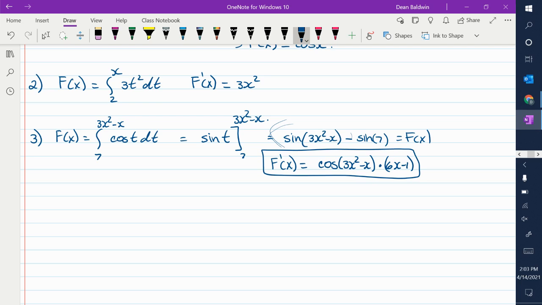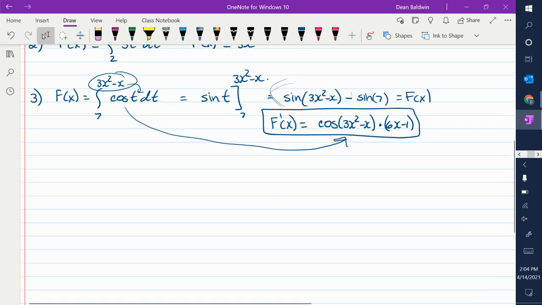So the question is, how do I go from here to here without doing the intermediate stuff? What do you do? What's your instinct to say to do right away? Plug this in for your t, right? But what do you have to multiply by after that? The derivative of whatever that is.